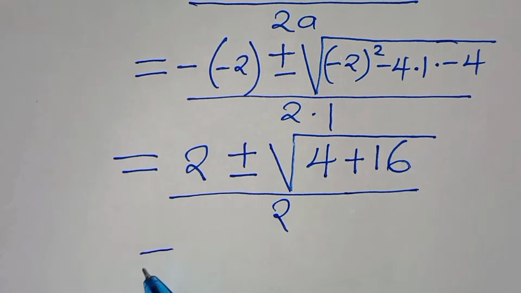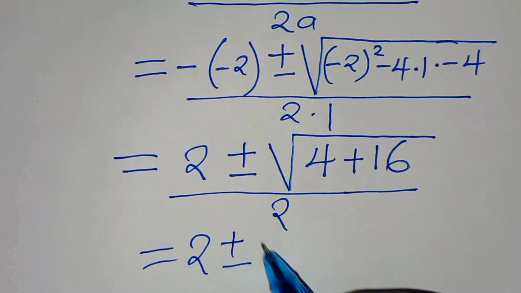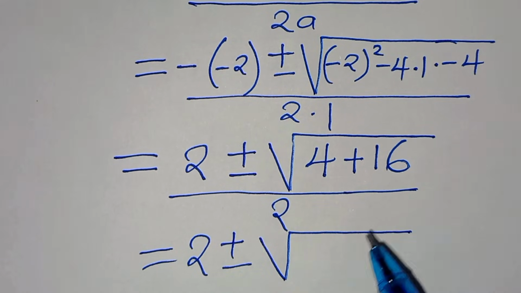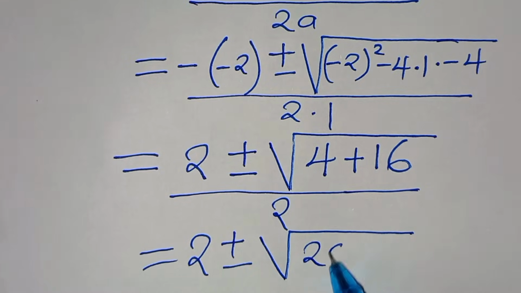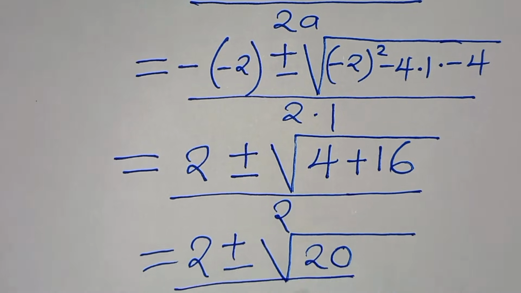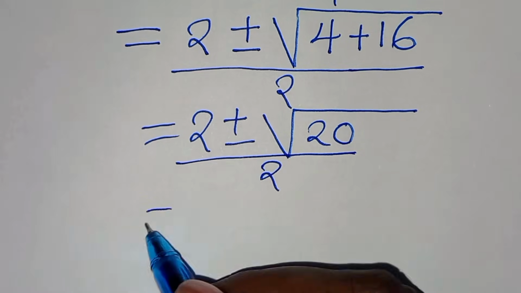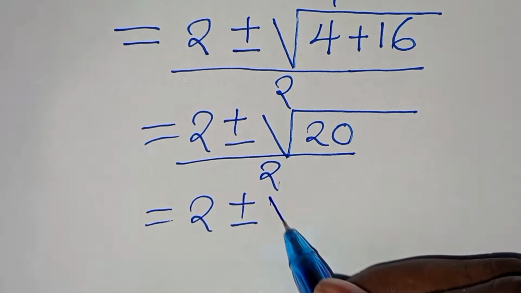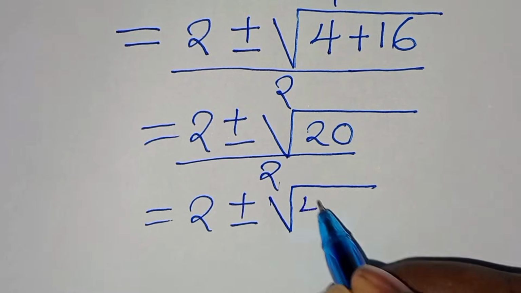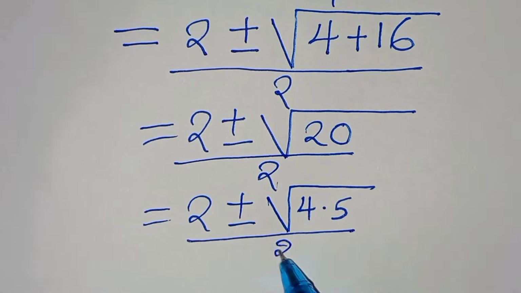So here we have 2 plus or minus the square root of 4 plus 16, which is equal to 20. Everything divided by 2. So this is 2 plus or minus, and we can express the square root of 20 as the same thing as 4 multiplied by 5. Everything divided by 2.